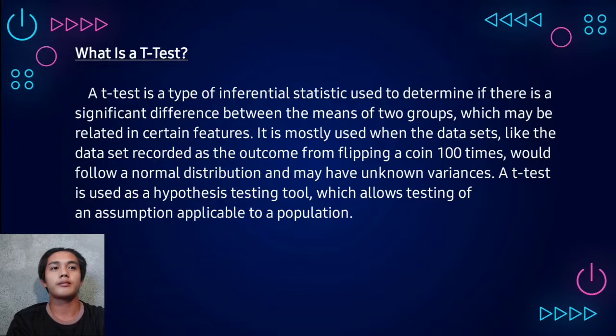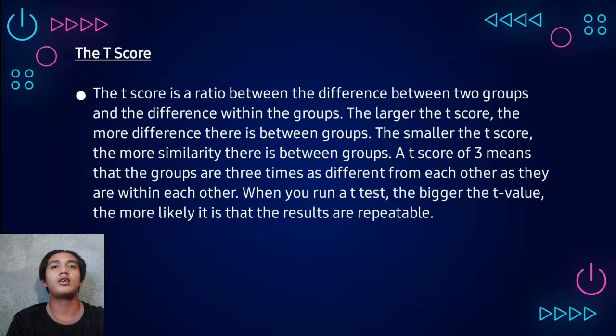Next one is about the t-score. The t-score is a ratio between the difference between two groups and the difference within the groups. The larger the t-score, the more difference there is between groups. The smaller the t-score, the more similarity there is between groups. A t-score of 3 means that the groups are 3 times as different from each other as they are within each group. When you run a t-test, the bigger the t-value, the more likely it is that the results are repeatable.